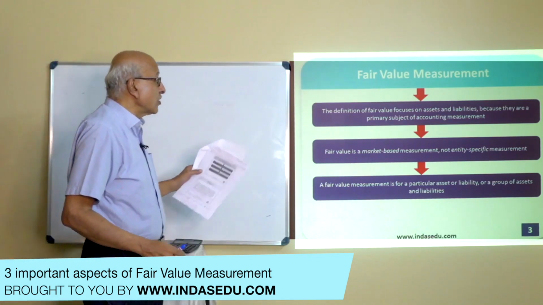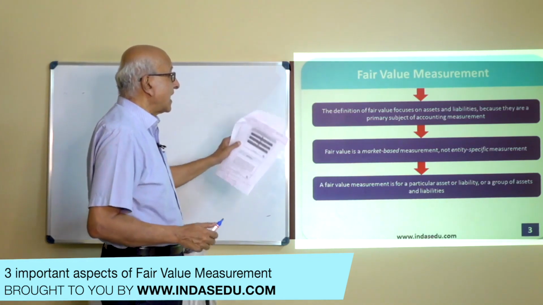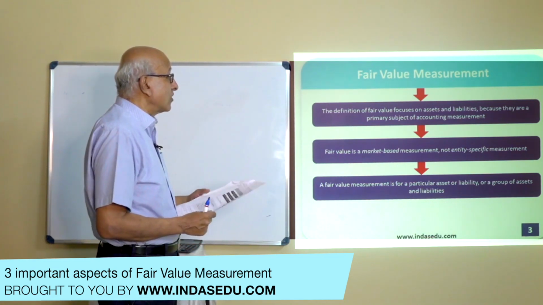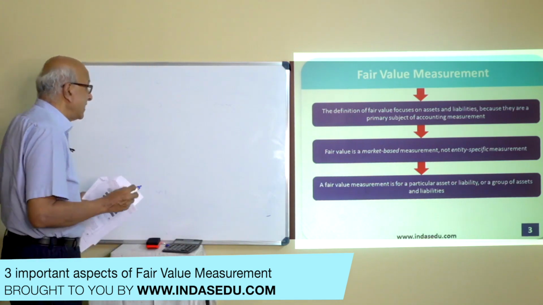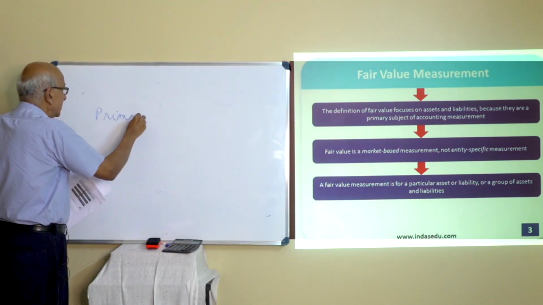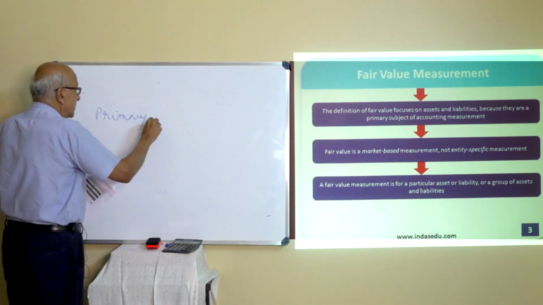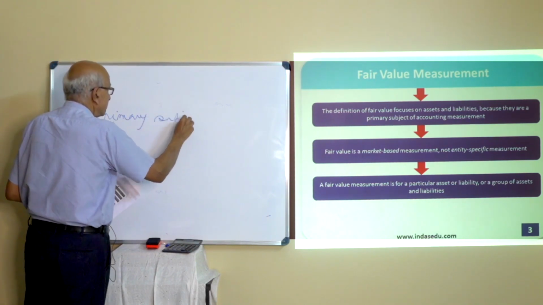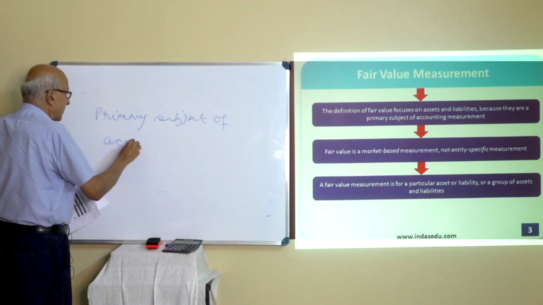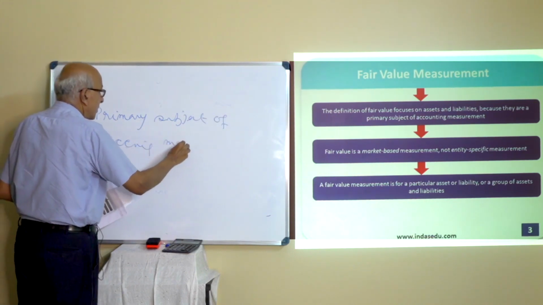The definition of fair value focuses on assets and liabilities because they are a primary subject of accounting measurement. Remember this: primary subject of accounting measurement. This you remember.